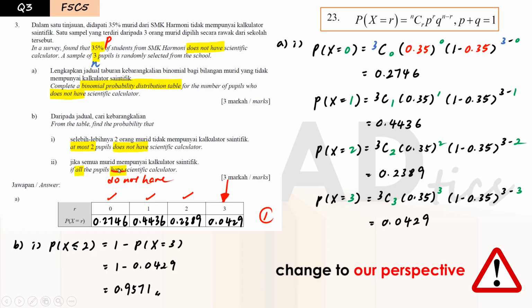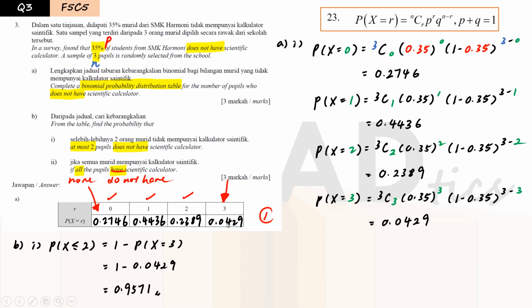Right, so if all of the pupils have a scientific calculator, which means none of the pupils do not have a scientific calculator, right? Because all of them have, so it means none of them do not have. So according to our table, the possibility where none of the students do not have is this one, right? 0. So our probability would be the probability where x equals 0, and this would be our answer, 0.2746.